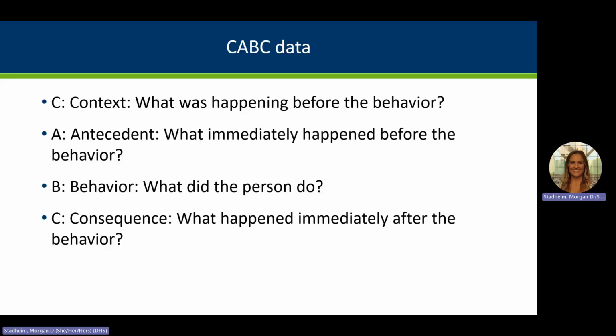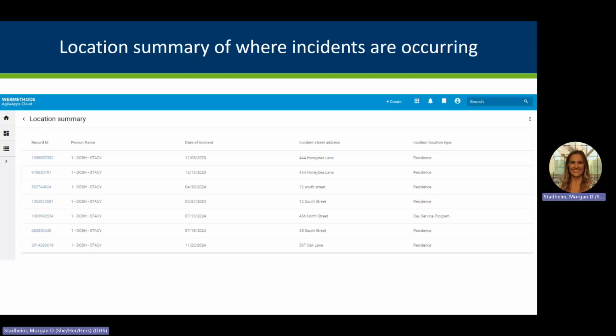The reports in MIRS offer some common CABC data that behavior professionals often collect when evaluating critical incidents. On the following slides, there are specific examples of how to use this data to make informed decisions. Keep in mind, the MIRS can only create reports based on the content entered, and teams may need to do additional data gathering and consult with behavior professionals to fully understand why interfering behaviors are occurring and how to prevent future behaviors. The first report we will review in this training is the location summary.